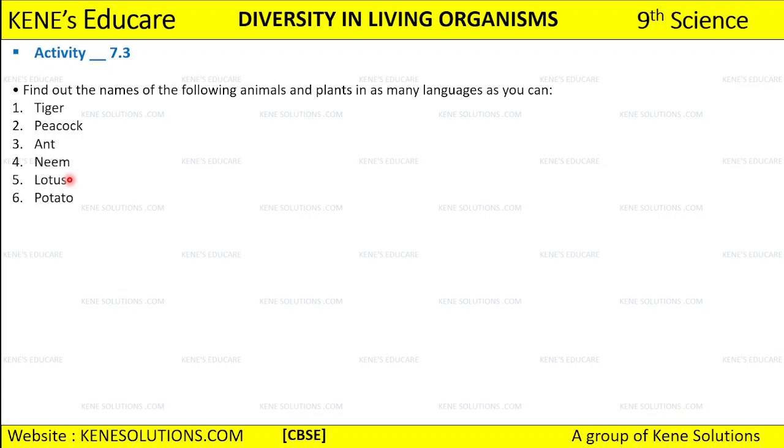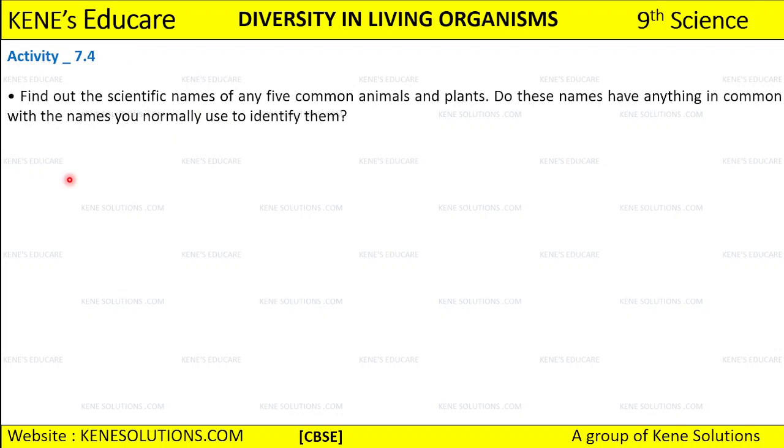Okay, now we have those 6 questions to discuss. So this is another activity which is again given to you. Find out the specific names of any 5 common animals and plants. Okay, and do those names have anything in common with the names you normally use to identify them? Okay, so this is also an activity which you need to go on to.